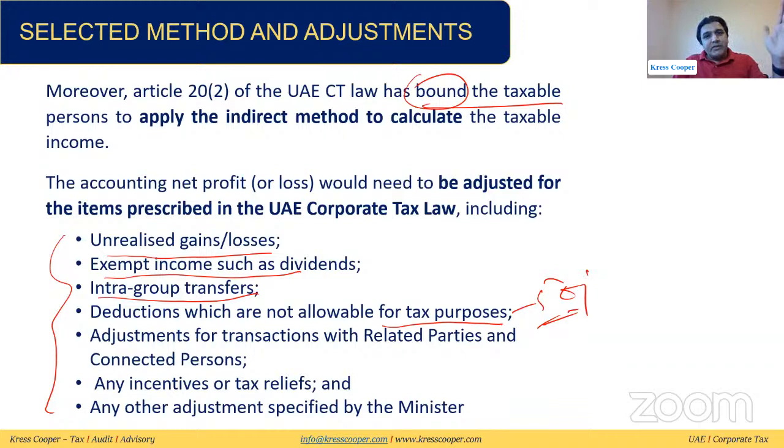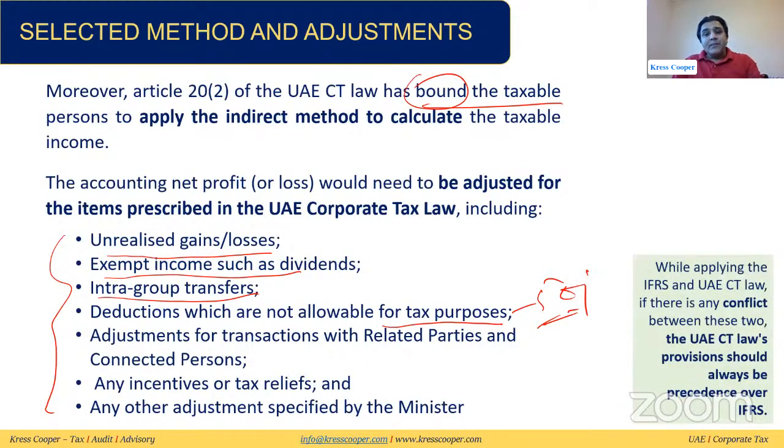So what we have discussed: apply the indirect method, make these adjustments, and arrive at the taxable income. One thing is very important while applying the IFRS and the UAE CT law. If there is any conflict between these two, the UAE CT law provision should always take precedence over IFRS. This was already discussed as well. If there is a difference between accounting principles and the UAE corporate tax law, the provisions of the UAE corporate tax law will prevail.